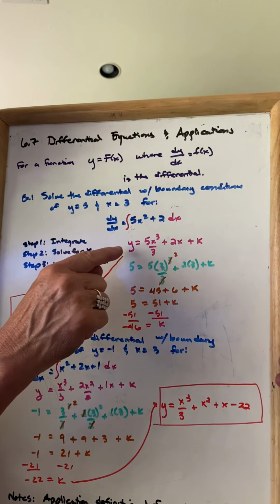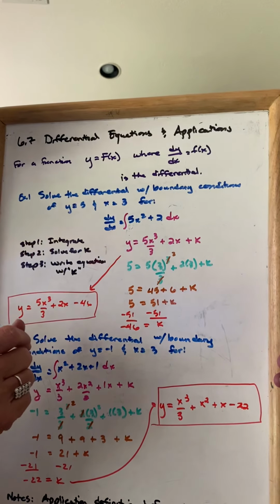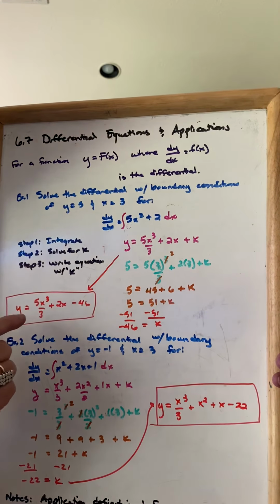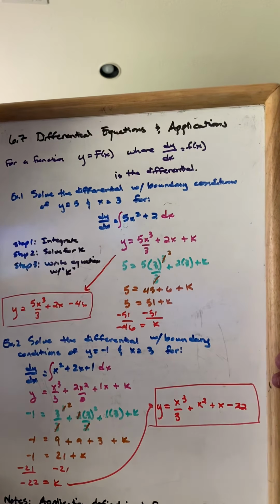Go back to your equation, substitute in k, and you're almost done. So you have y equals 5 times x cubed over 3 plus 2x minus 46. Answer.